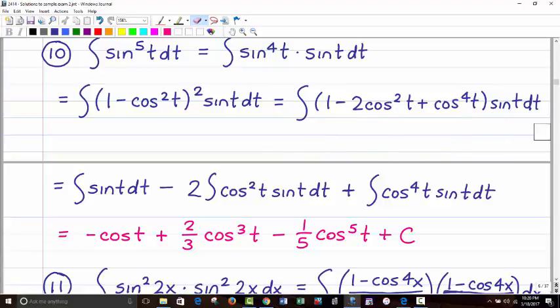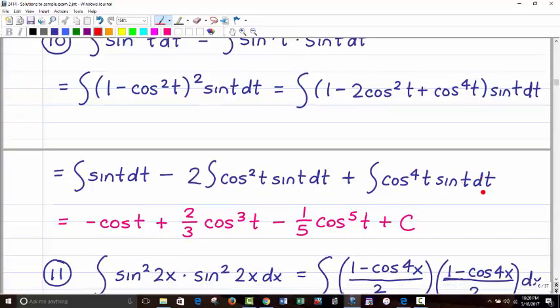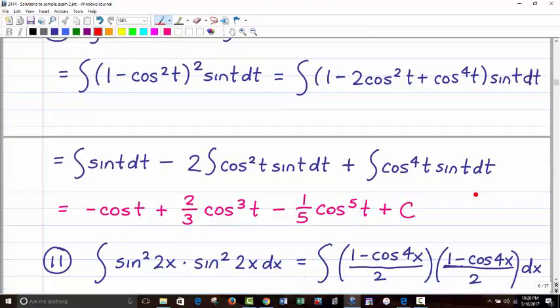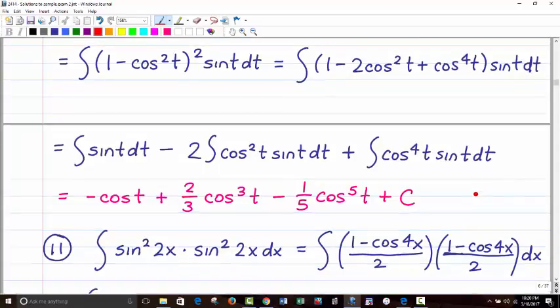So you see the sine of t dt distributes through the parentheses. And of course, sine of t times 1 would just be sine of t. So there's a negative 2 cosine squared sine of t plus cosine fourth t sine of t. I'm really surprised that I did it this way versus the other way that I do it. All right, now, each one of those you are adjusting for a negative.